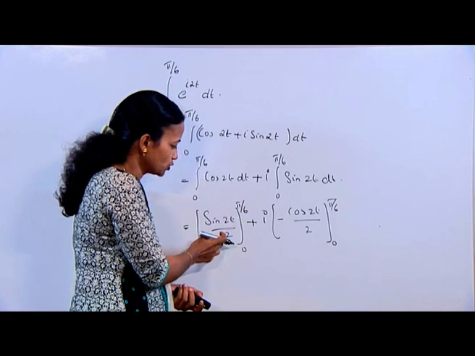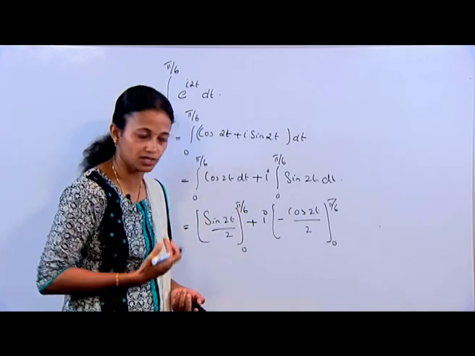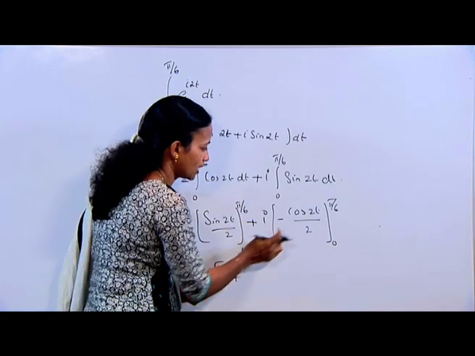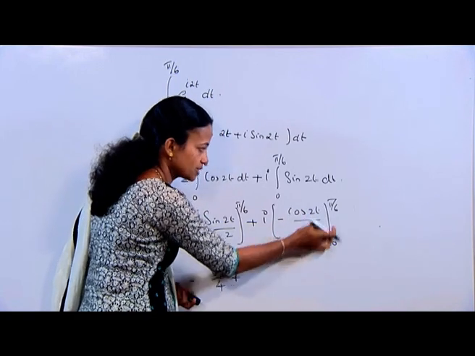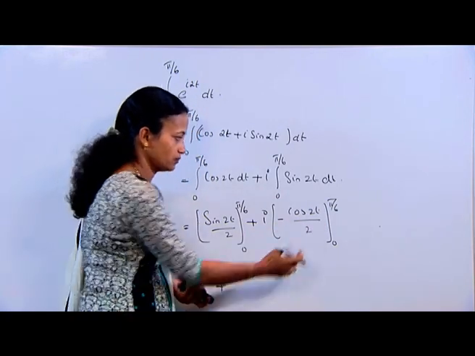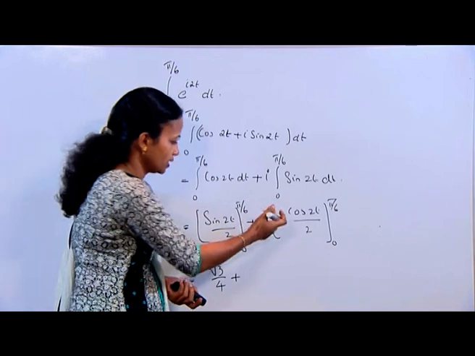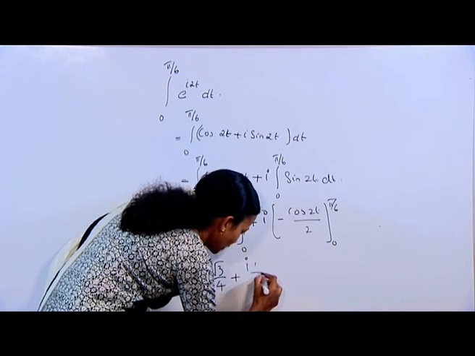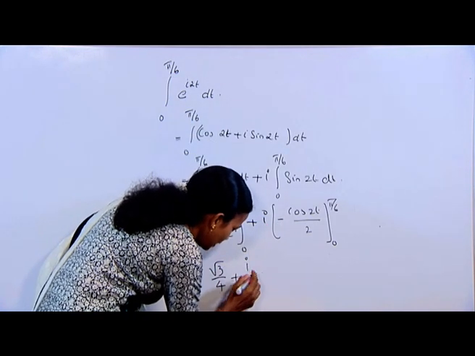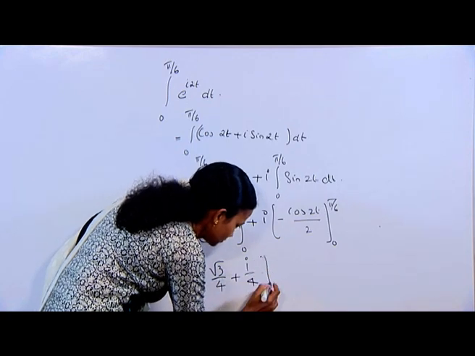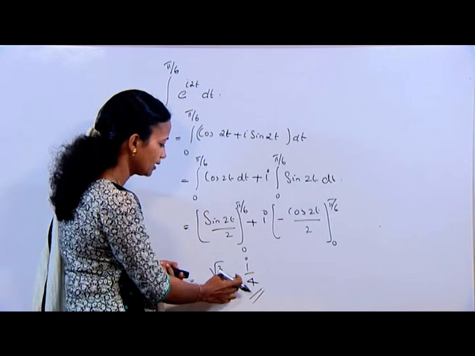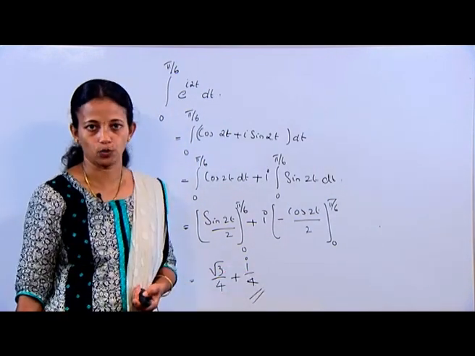We know sin 2t by 2 over the limits 0 to pi by 6. On simplification, we get it as root 3 by 4, plus again here we have cos 2t by 2 over the limits 0 to pi by 6. On substituting pi by 6 for the variable t, on simplification we get it as i into 1 by 4, that is i by 4. That is root 3 by 4, actually it is root 3 by 4 plus i by 4.